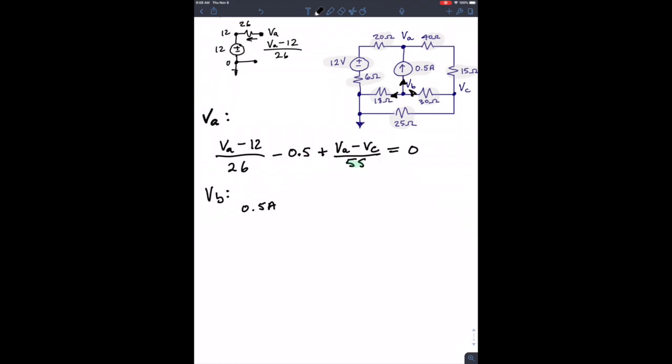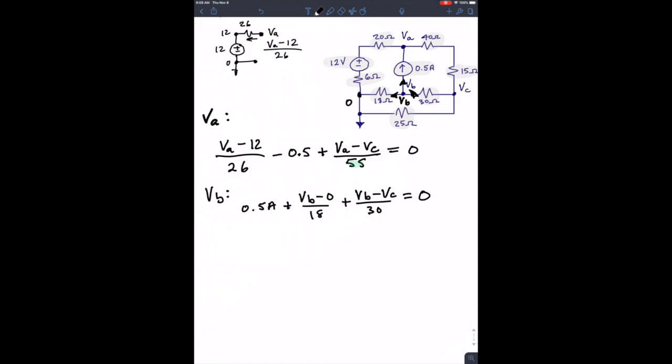Then the current coming back to the left would be VB, and on the other side of that resistor is the reference node, so that's 0. So that'd be VB minus 0 over 18. And then finally the current coming to the right would be VB minus VC over 30. And again, the sum of currents equals 0.